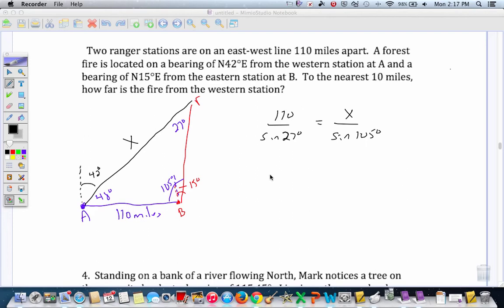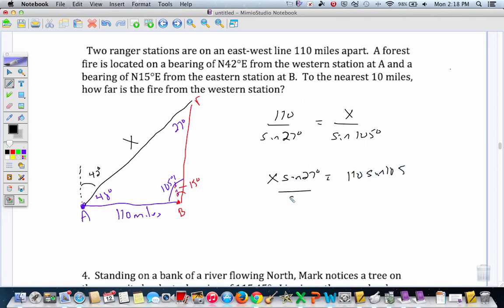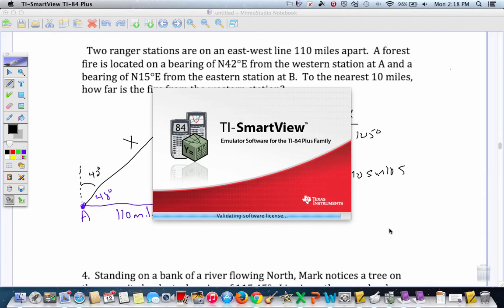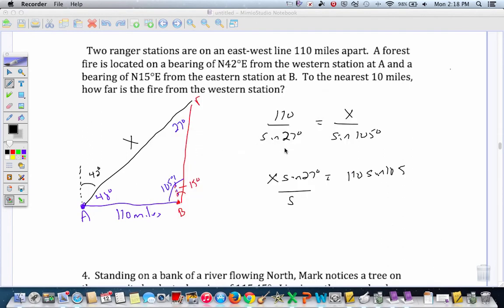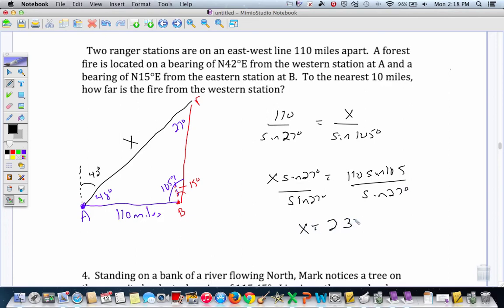So then we can cross multiply, and we have x times the sine of 27 equals 110 times the sine of 105. And we can go ahead and divide by the sine of 27. If we divide by the sine of 27, we're going to get x to equal about 234 miles away.